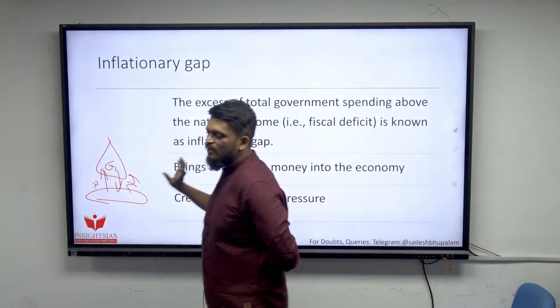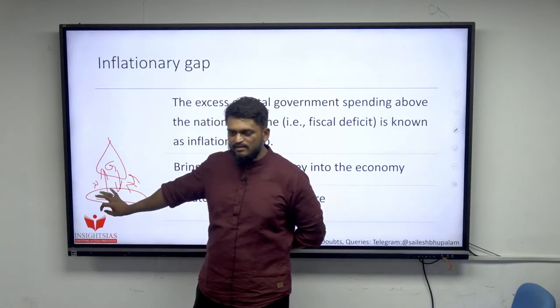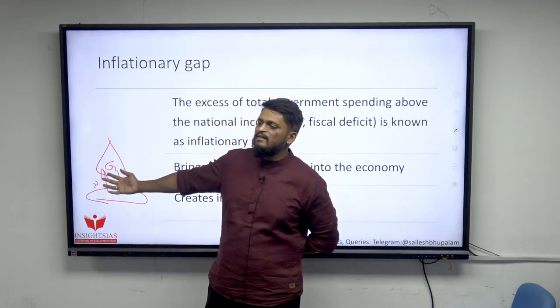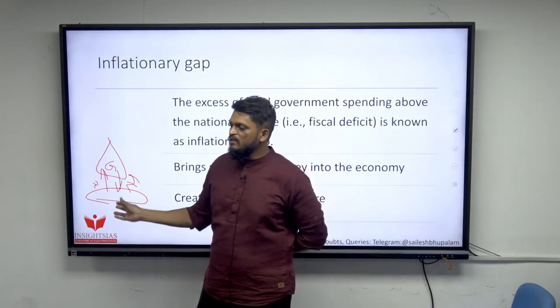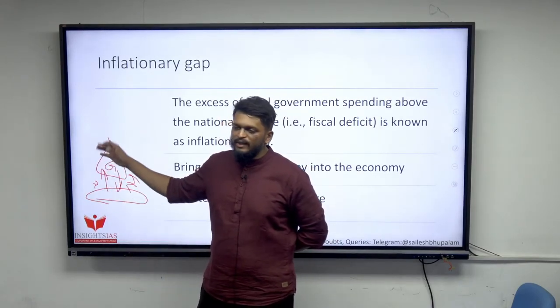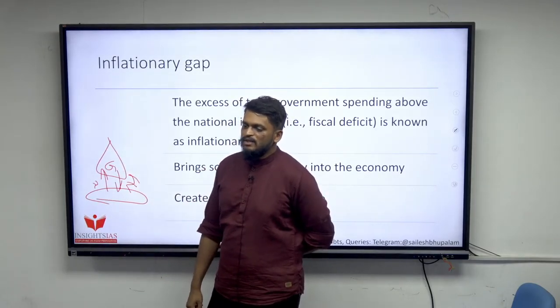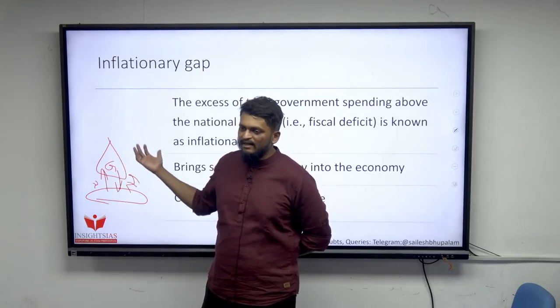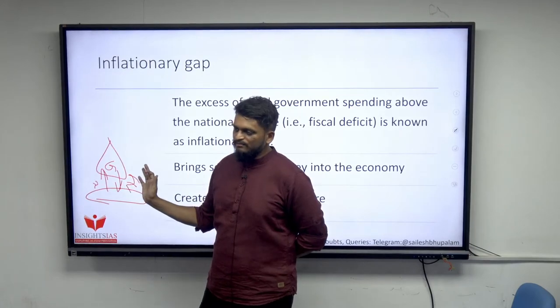So how does government control the economy? Imagine the government wants to push more money into the economy. What should it do to taxes? Reduce the taxes so people remain with more money. What should it do to expenditure? Increase expenditure so that people have more money. This is how government controls money supply in the economy. Exactly the opposite, if they want to reduce money supply, increase the taxes and reduce the spending.